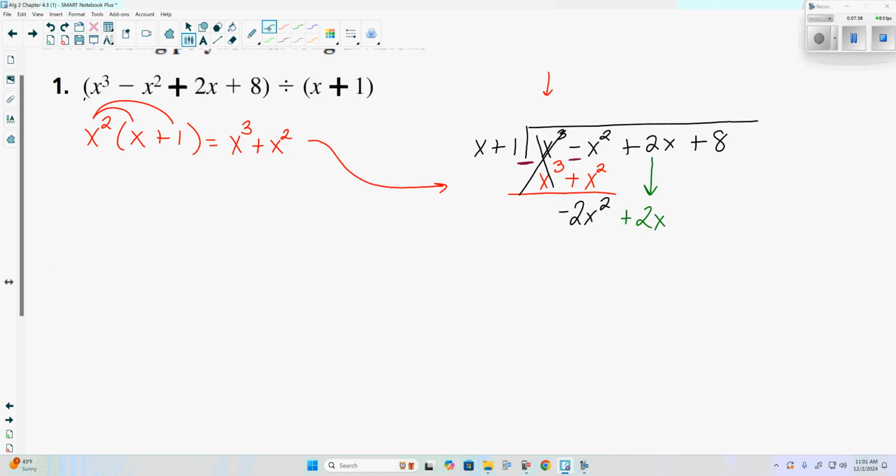Oh, sorry. I meant to put that up there, the x squared. One more time. Because our final answer is going to be what's on top of this bar. I meant to put the x squared up there, I just forgot.